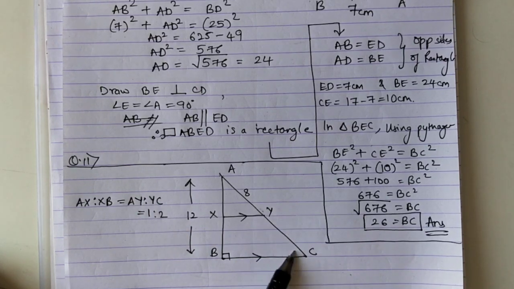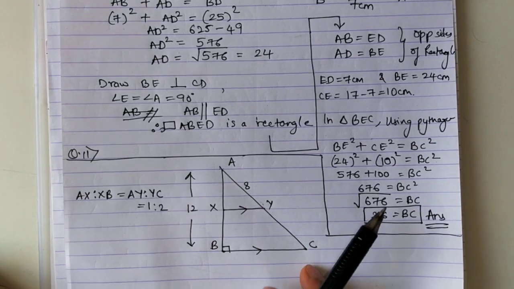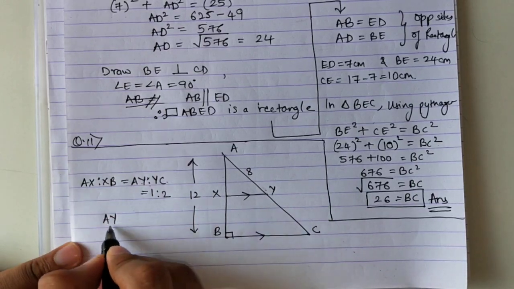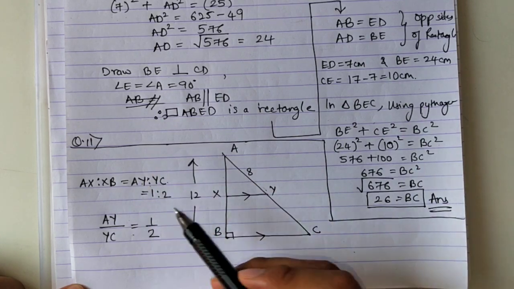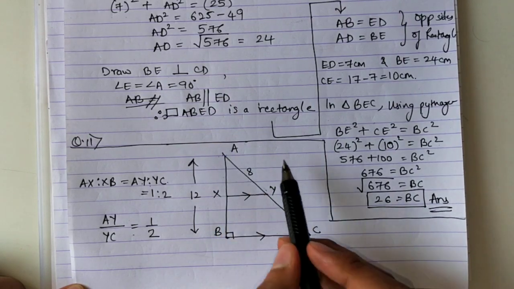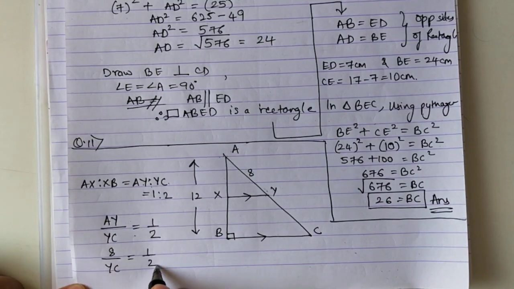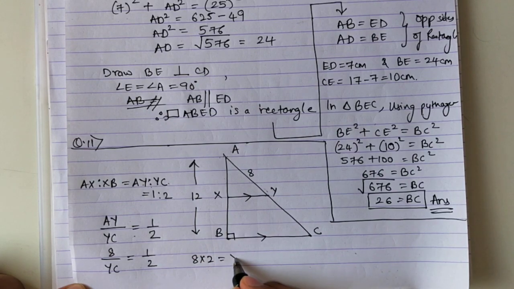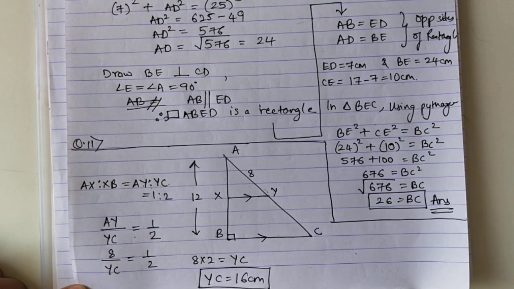First, find YC, because we have to find AC. In this full AC we already know AY is 8, so we can easily find YC. They have given in the question that AY upon YC is 1 upon 2. AY is 8, so in place of AY I'll write 8. 8 upon YC is 1 upon 2. Now let's cross multiply. So 8 into 2 equals YC. YC is 16 centimeters.